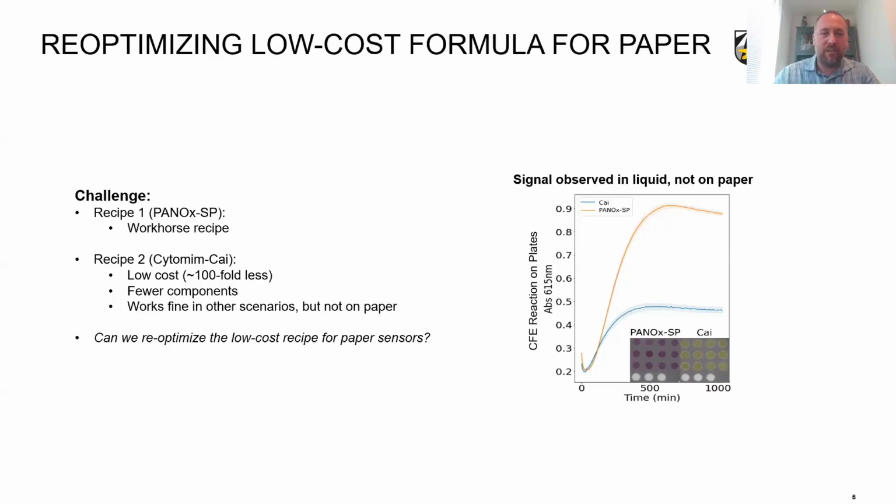On the right, you can see trajectories of these happening in liquid reactions, and both Chi and Panox work. Panox works a little better, but Chi still works. Whereas in the inset, you see some paper-based reactions where the Panox has a nice clear purple color, but the Chi reactions stay yellow. You get no signal at all. So what's going on here, and can we fix it?